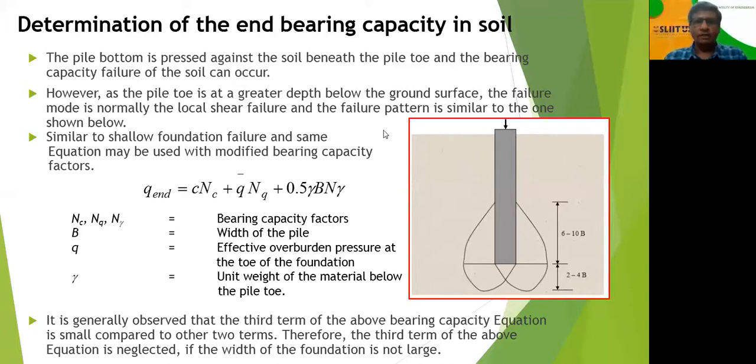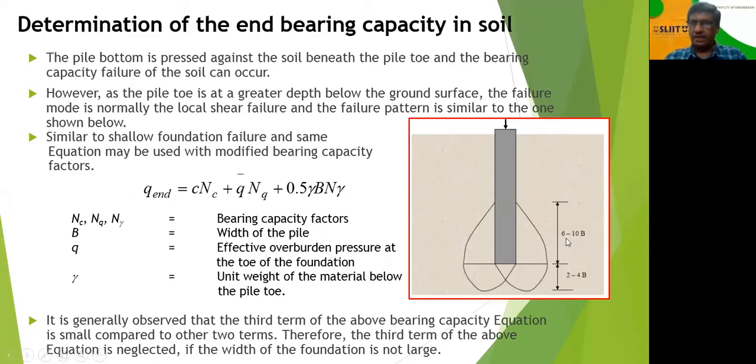Now if you look at the end bearing, the end bearing estimation method. If you look at a pile like this, the end of the pile is actually resting, acting like a small shallow foundation. So this will actually be a local failure; the failure line will not come to the ground surface because of the depth, and so it will be a failure surface like this.